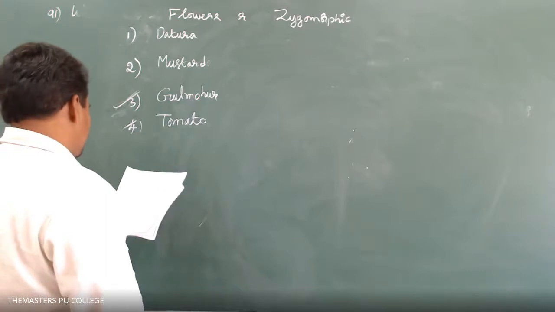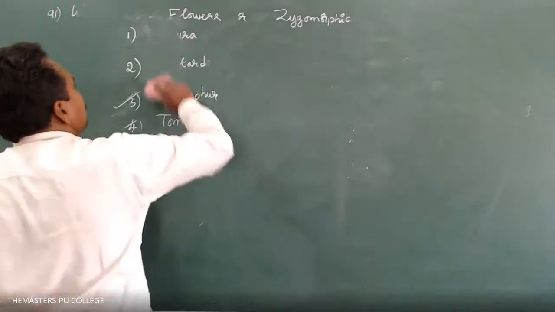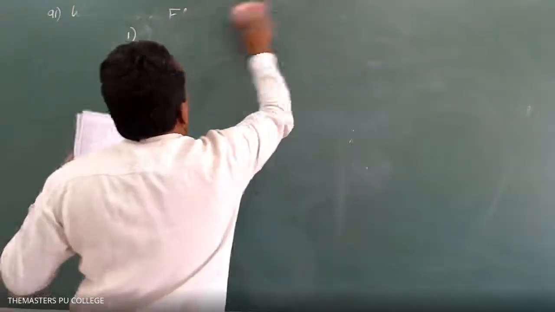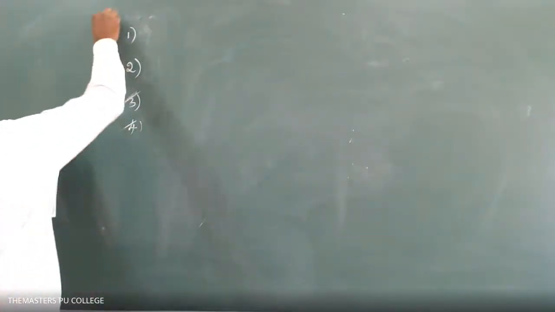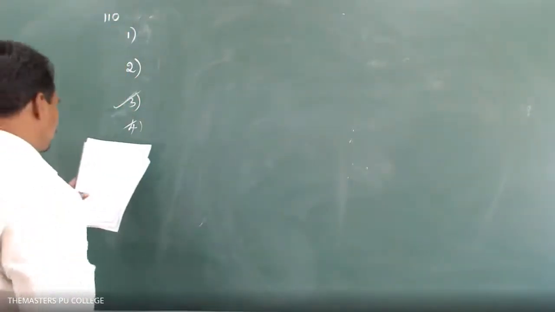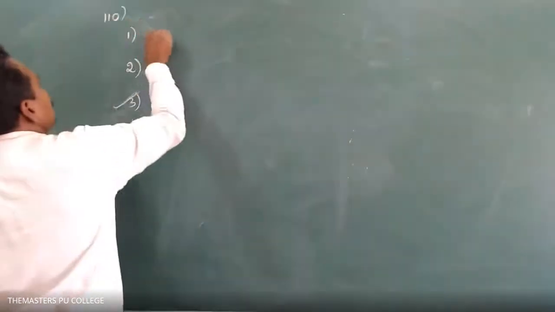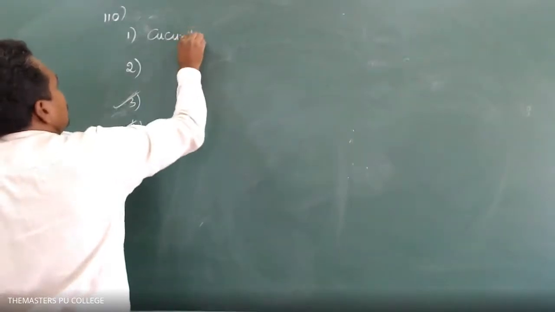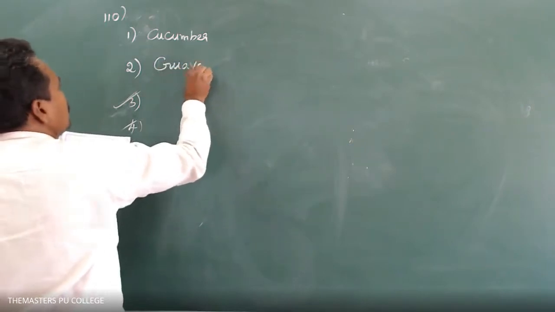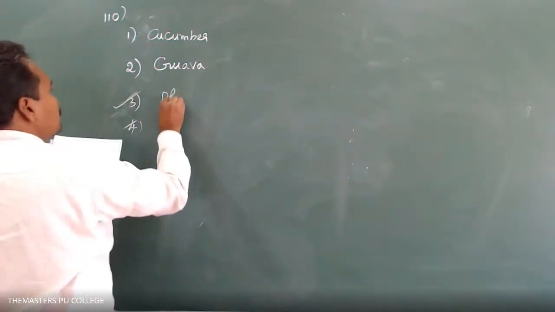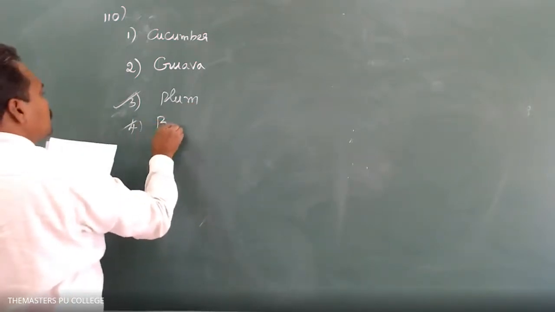Next, question number 110. Ovary is inferior in the flower of. What are the given options? Option 1 is cucumber. Option 2 is guava. Option 3 is plum. Option 4 brinjal.